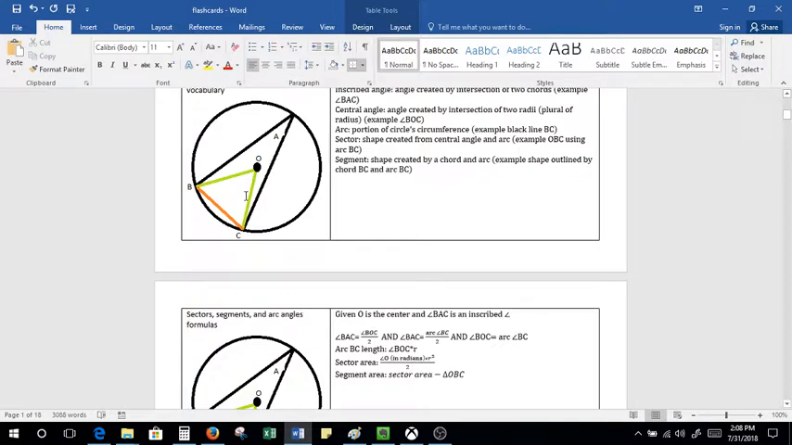An example is OBC. So this whole slice of pizza, if you will. So we're including this little piece right here. And then a segment is a shape created by a chord and arc. So an example, a shape outlined by BC and arc BC. So this little sliver right here, that's the segment.